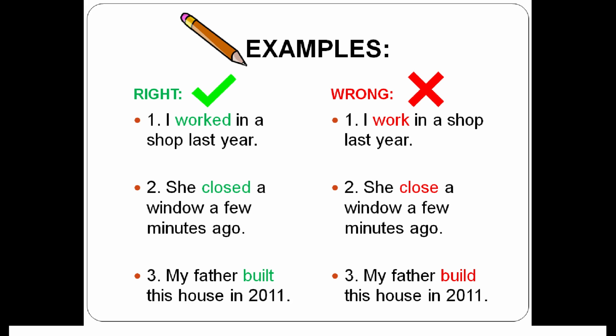And some more examples. Right. I worked in a shop last year. Wrong. I work in a shop last year. Right. She closed a window a few minutes ago. Wrong. She close a window a few minutes ago. Right. My father built this house in 2011. Wrong. My father build this house in 2011.